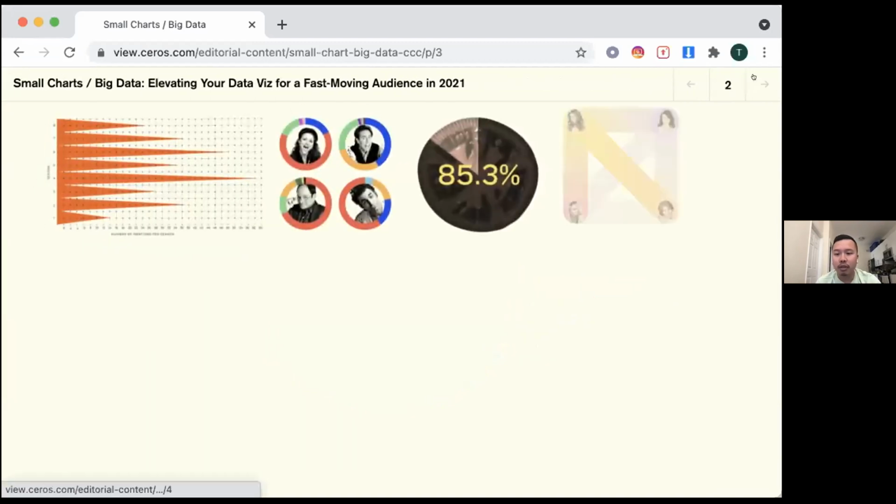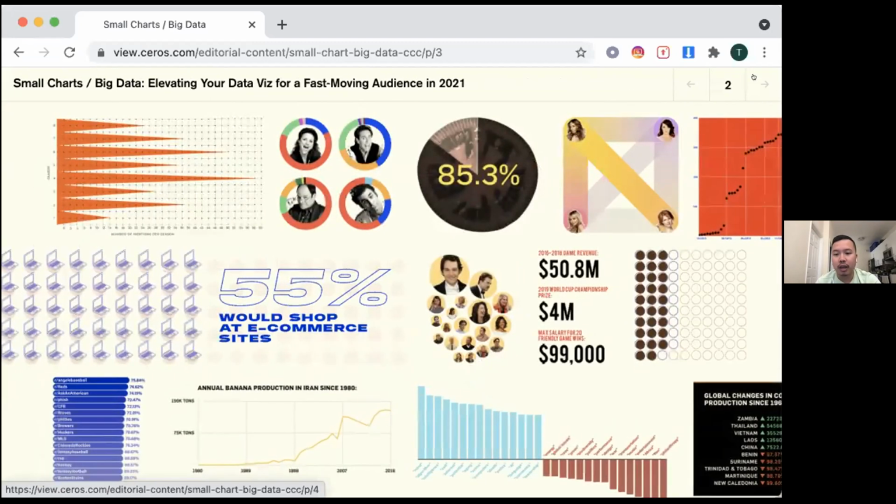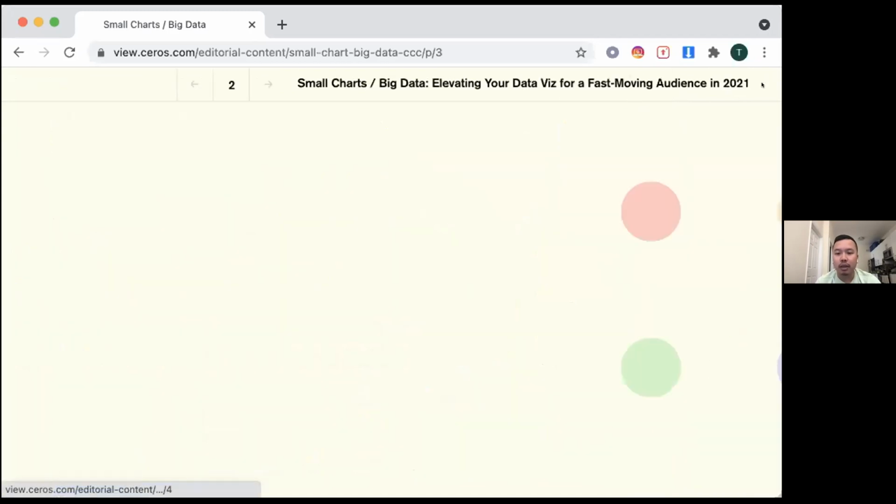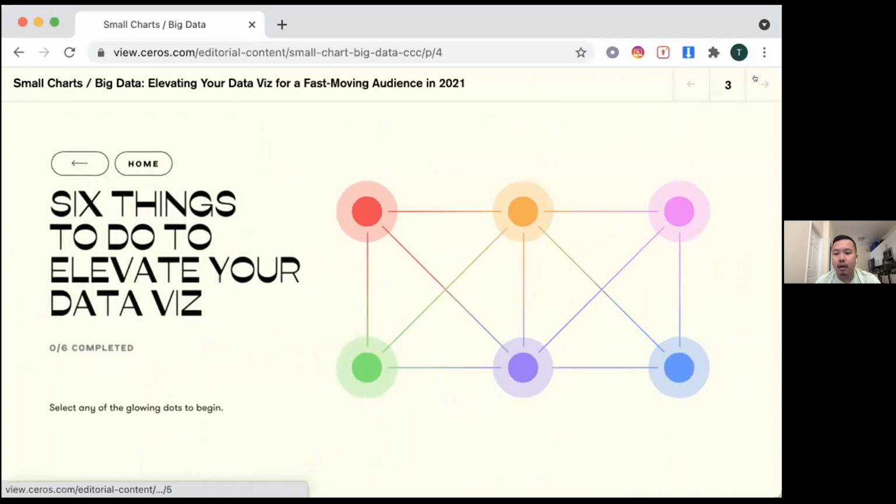With the ever-changing landscape of technology and how we consume media these days, the way we create data-based content also has to evolve. So I'm really excited to share with you insights that I've gathered over the years at Ceros and beyond. So let's get started. First up, I'd like to share with you 6 useful things that I use when I approach a data viz project.